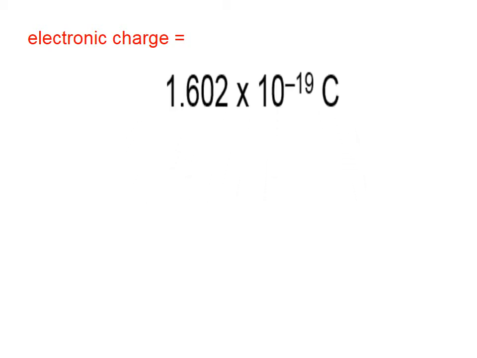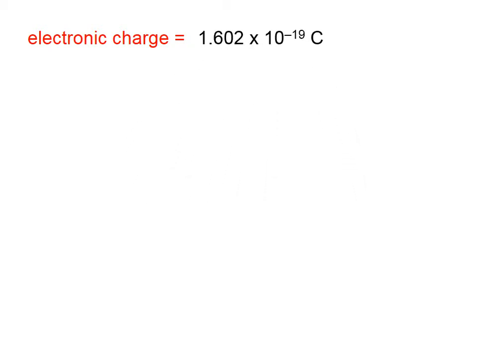When we say the electronic charge, we mean the charge on an electron, or the charge on a proton. Hopefully you know that the magnitude of charge on a proton is equal to the magnitude of charge on an electron, except one of them's positive, one of them's negative. We've just arbitrarily said that electrons are the negatively charged ones and protons are the positively charged ones. We could have equally well said that protons were negative and electrons were positive.